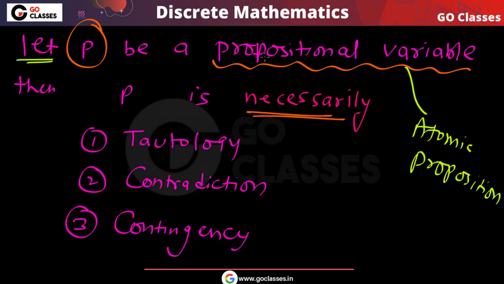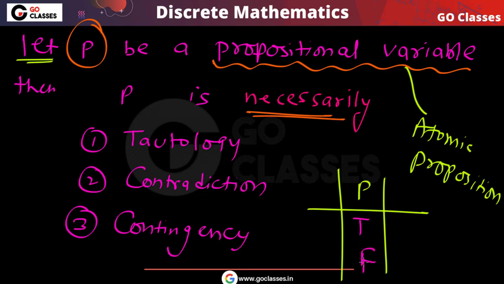Now I am saying that let p be a propositional variable. Because this p is a propositional variable, this p is an atomic proposition, and an atomic proposition does not depend on anyone else. The truth value of an atomic proposition does not depend on the truth value of anything else. So because this is an atomic proposition, by itself it is either true or false. So for p, these two possibilities we definitely have, either true or false. So if p is a propositional variable, then it is necessarily a contingency. It is definitely a contingency.